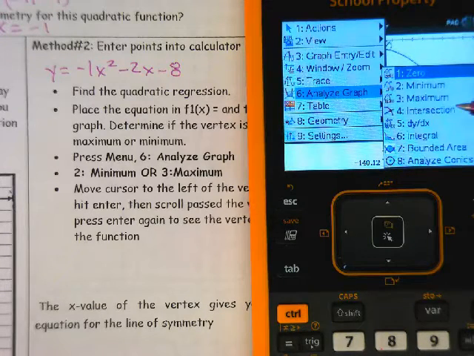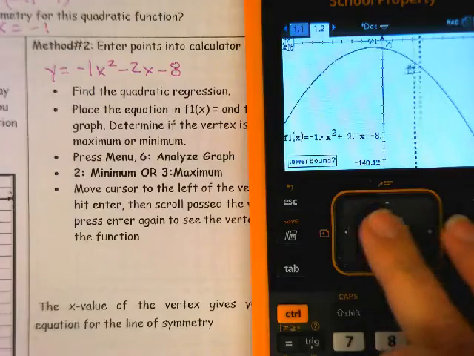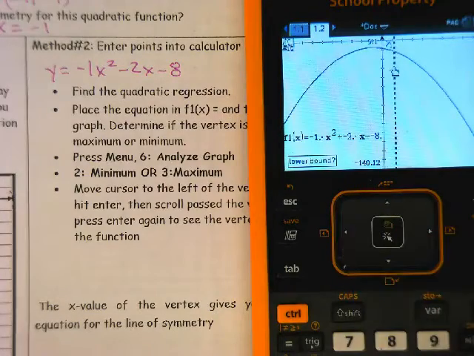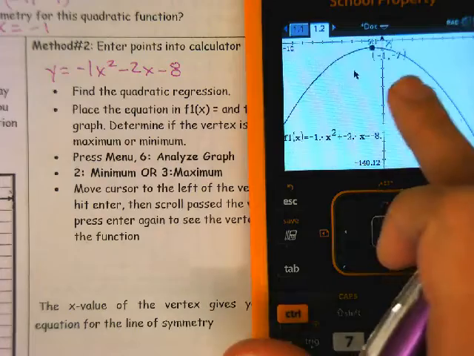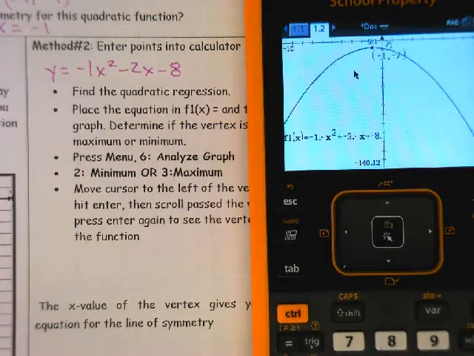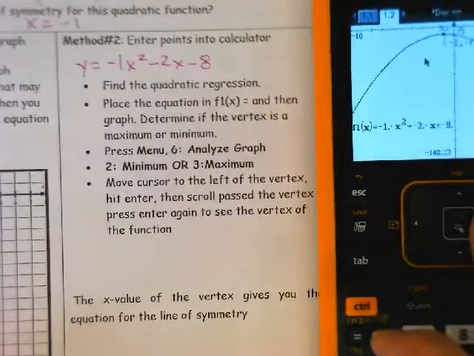So we're going to say menu 6. Now, this is why I always make you be specific when we talk about vertex as a max or a min, because it doesn't say vertex here. Is this a min or a max vertex? It is a max. It is at the highest point. So you're going to choose number 3. And again, we get that dotted line. You got to go left and right. Hit the enter. And it will tell you right there that the vertex is -1, -7. So if you did not have a graph like we did in method 1, this is your second option.